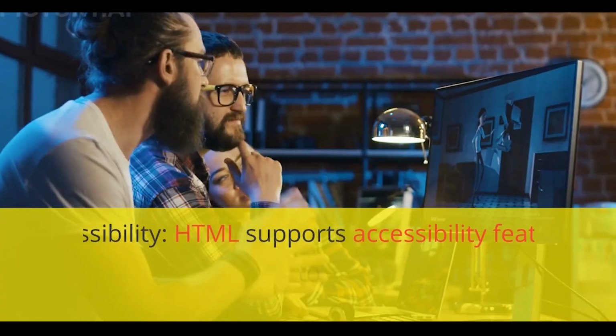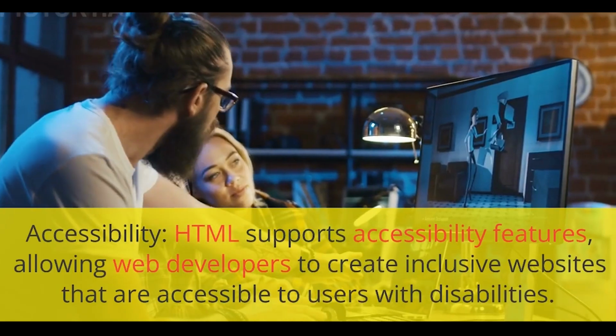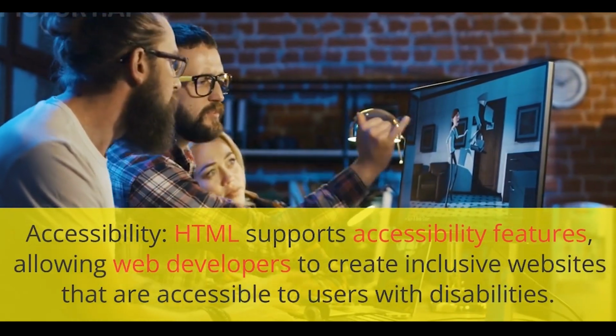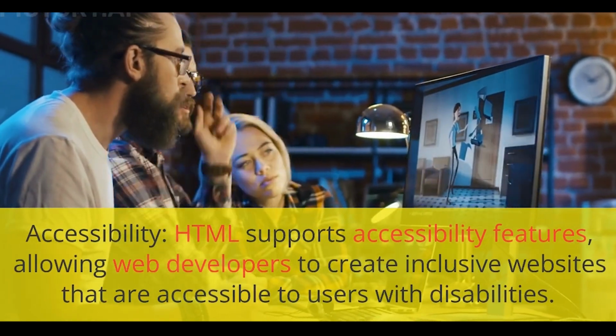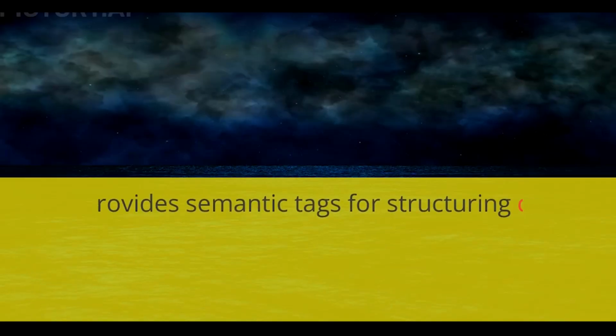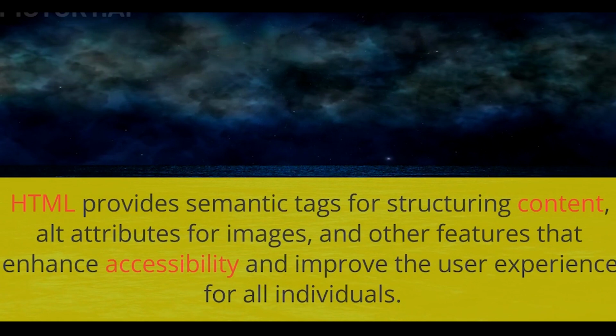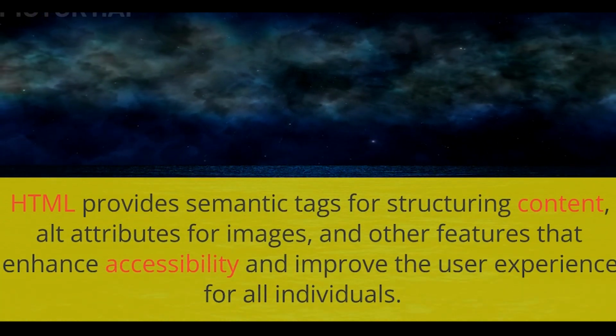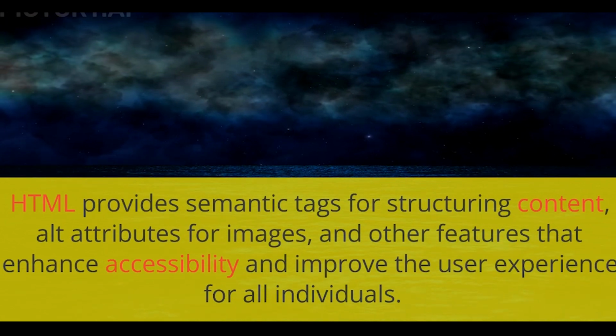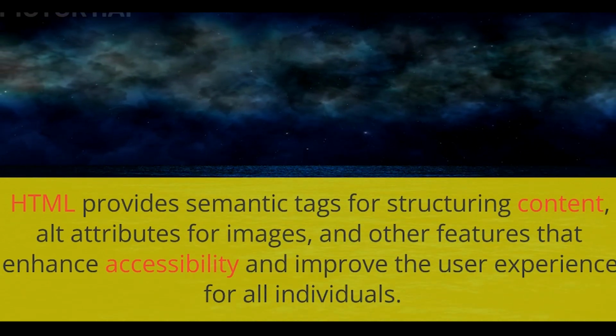7. Accessibility. HTML supports accessibility features, allowing web developers to create inclusive websites that are accessible to users with disabilities. HTML provides semantic tags for structuring content, alt attributes for images, and other features that enhance accessibility and improve the user experience for all individuals.